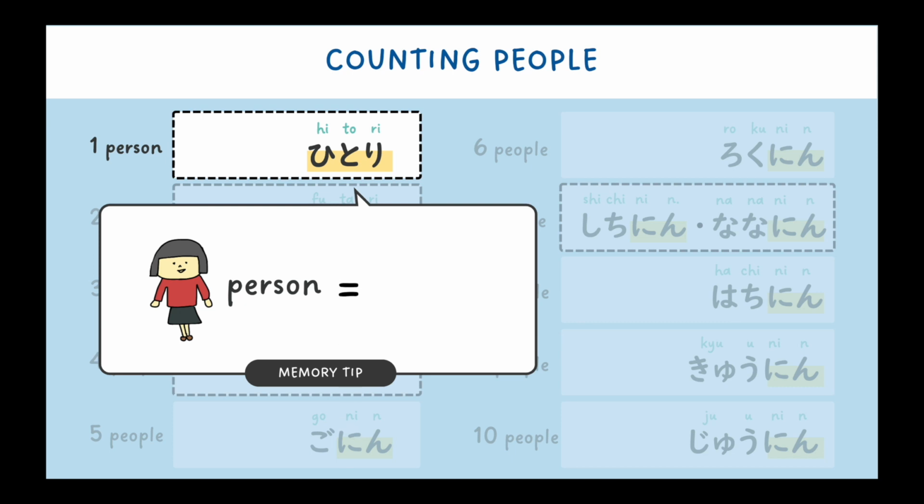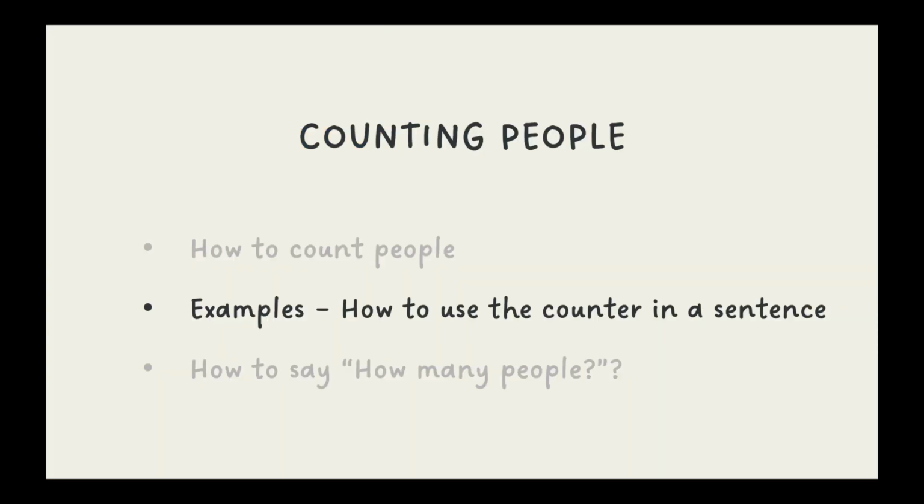Person is 人 and one person is 1人. Next, let's learn how to use the people counter in a sentence.